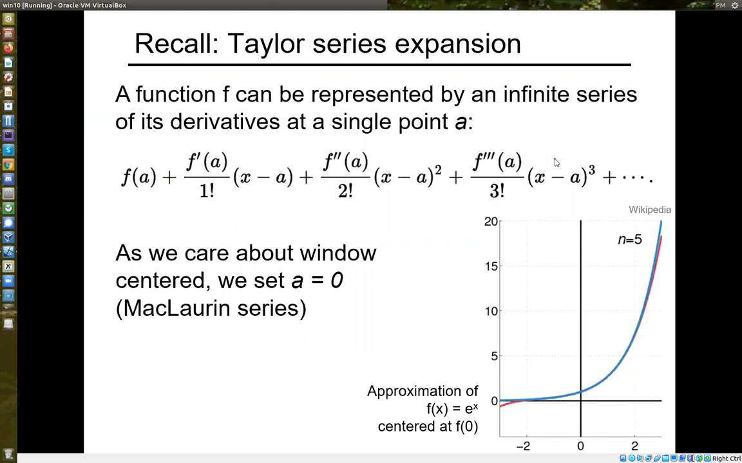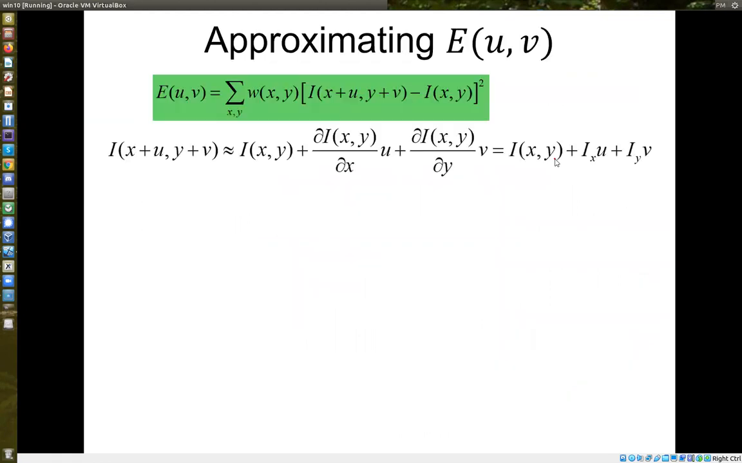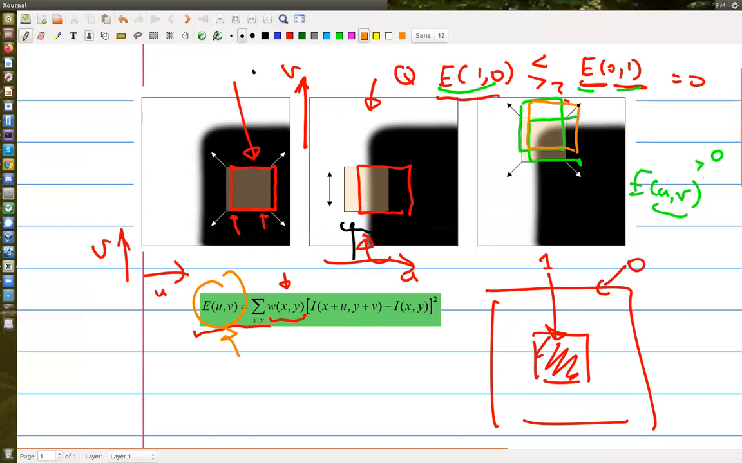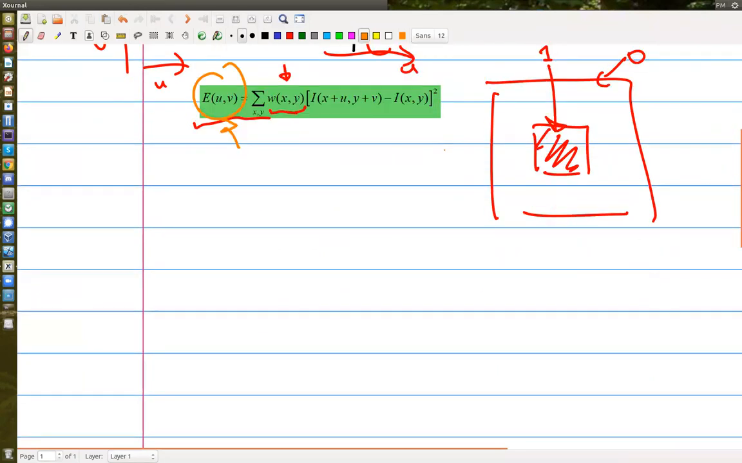So let's see, what do I have here? Oh, okay, here it's probably better to use writing. So I start from here. Let's say we have the function here, and let me try to expand that using Taylor series expansion. What I'm going to do is approximate this part here.